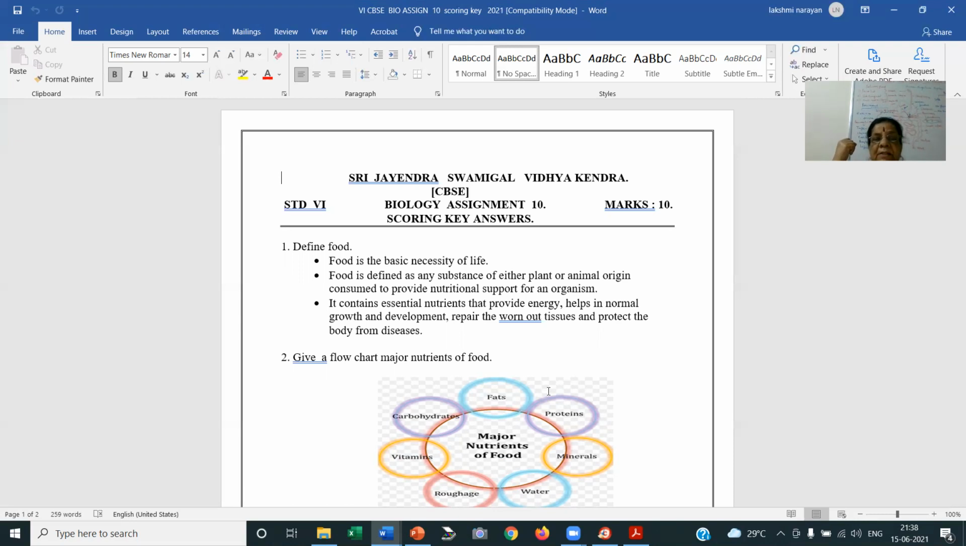Are you clear? Then it contains essential nutrients that provide energy, helps in normal growth and development, repair of tissues, and protect the body from diseases. This is defined as food. I hope you understand.